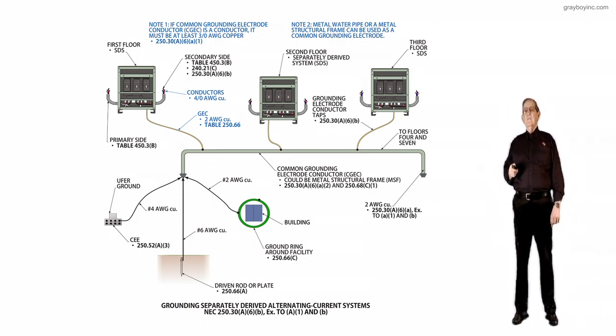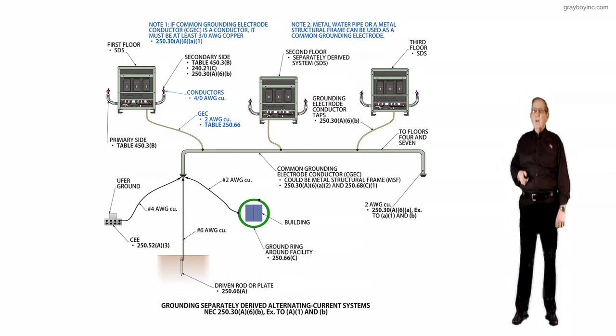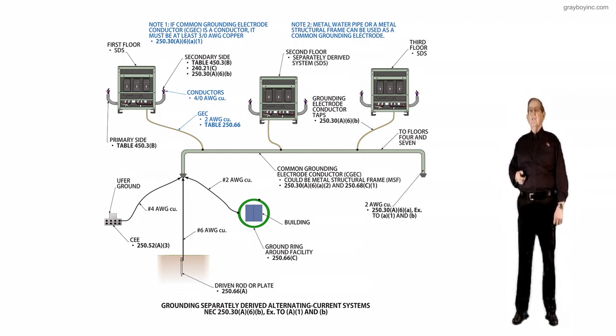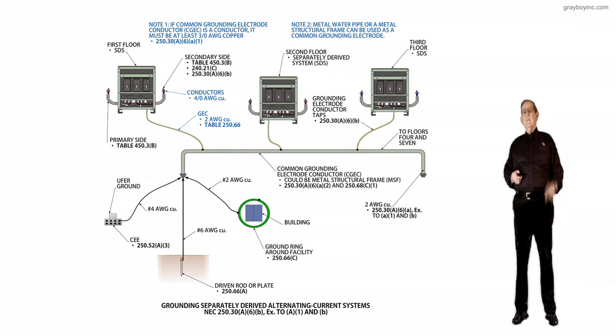And then notice the electrodes, though, common grounding electrodes shall be a metal structure frame, or it could be just a grounding electrode conductor, as outlined in 250.30(A)(6)(a)(2). Or you could look at 250.68(C)(1), and you have the 2 main sections that deal with the subject.